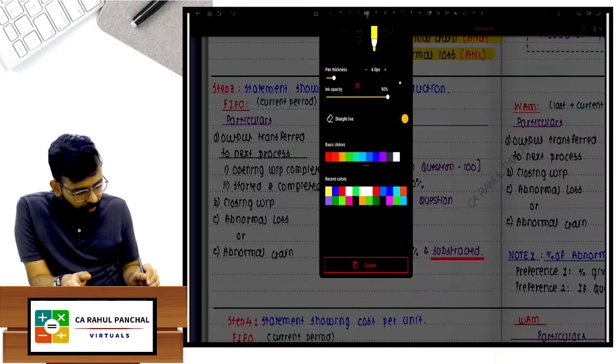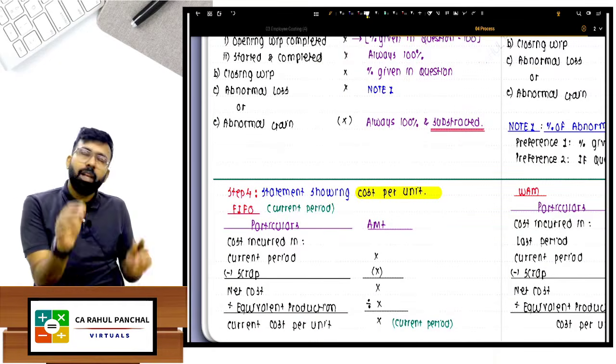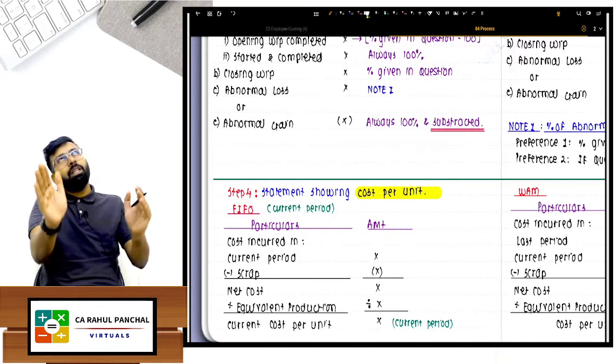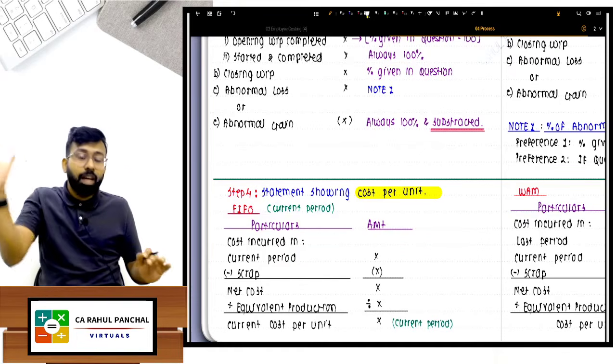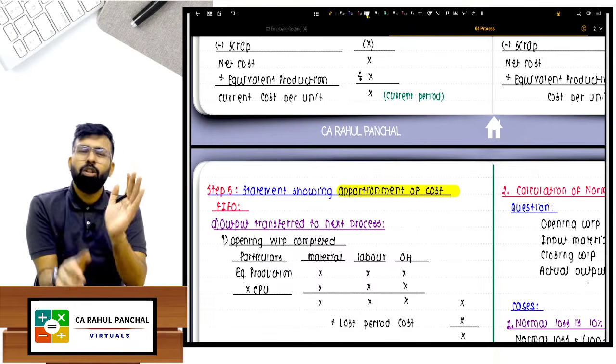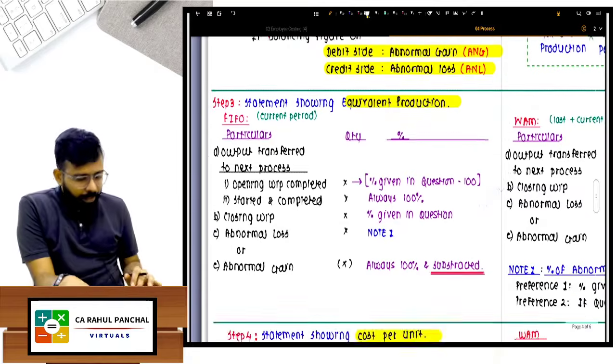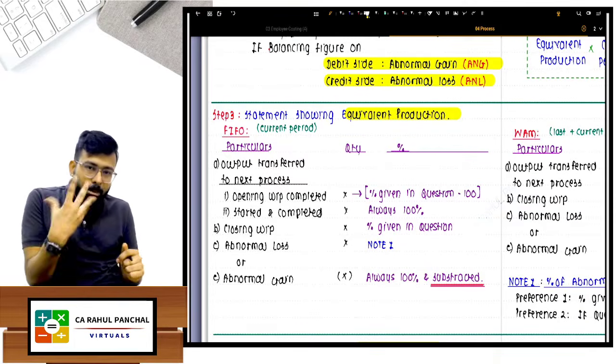Statement showing equivalent production. Then, sir, you will have to make statement showing CPU. First quantity, okay, multiplied by CPU. If you multiply both, you will get total cost. That is the statement showing apportionment of cost, distribution of cost, whatever you say. Okay. Let's move ahead. When I say equivalent, here there is a twist.